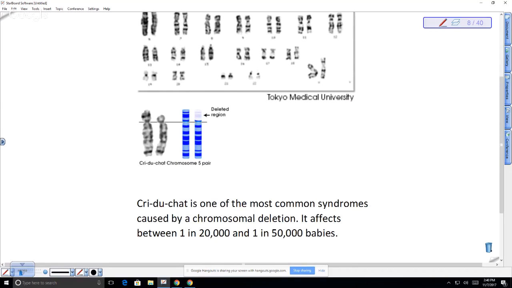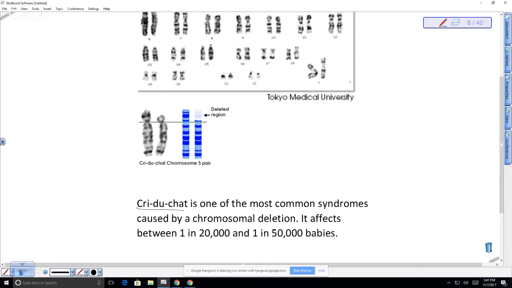Okay. So this produces a syndrome called Cri-du-Chat. And the reason for this is that one of the phenotypic effects of having this deletion is that their larynx does not develop properly. And so they sound like a cat when they cry. It is one of the most common syndromes. So 1 in 20,000 to 1 in 50,000 babies might have that, probably depending upon the population. Like a literal cat. They cry like a cat.